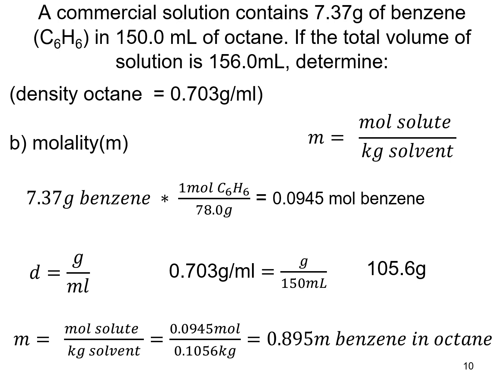The big difference here is that we need the mass of the solvent. And so now I have to use the density and the volume to cross multiply to get the mass of, depending on how you rounded, 105.6 or 106 grams of the octane. Now I'm going to take the moles over the kilograms, which would be 0.106 or 0.1056 kilograms, to get a molality of 0.895 benzene in octane.